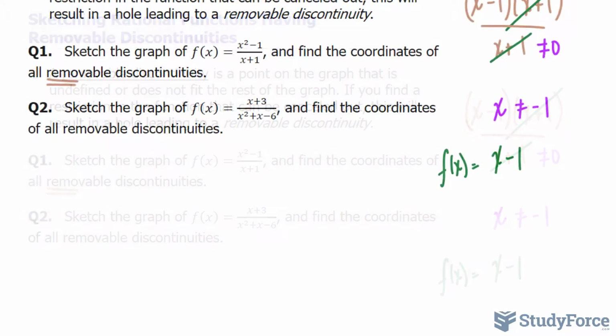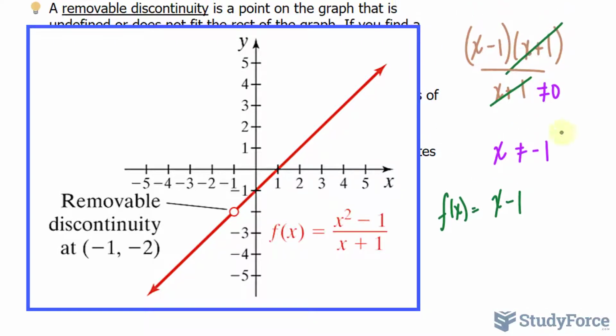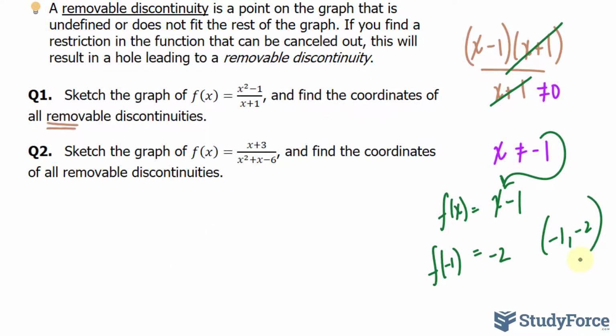And if you take a look at the graph, you'll notice that there will be a hole at negative 1 and negative 2. Simply take the restriction, in our case x cannot be negative 1, and substitute that into x, and you'll end up with f at negative 1 is negative 2. So expect a hole at negative 1 and negative 2.